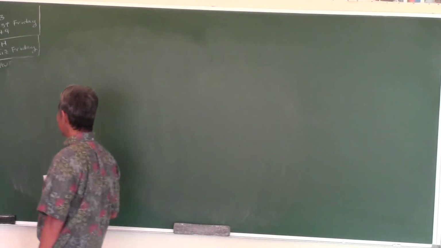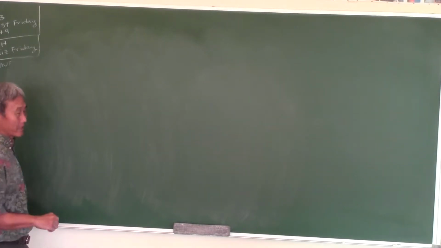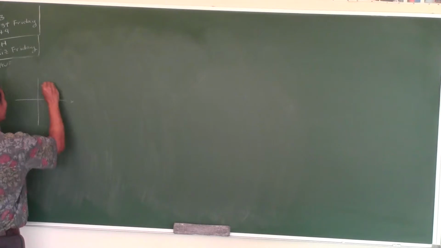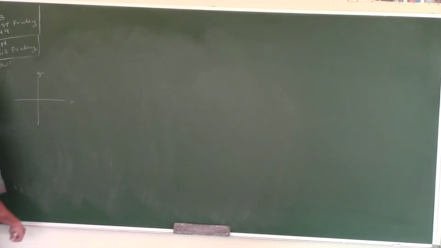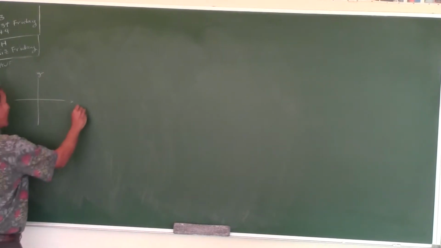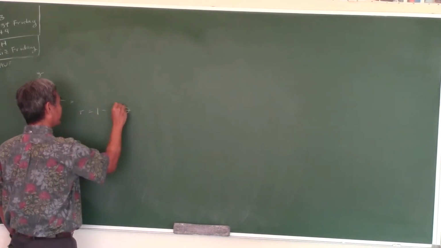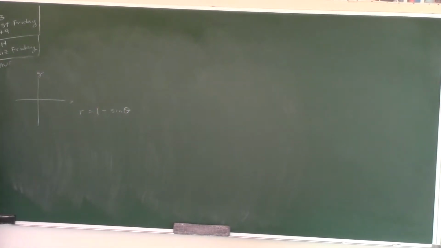Okay, last year, do you guys remember when we integrated for polar? Let's do a problem. r equals 1 minus sine theta. If I were to draw this graph, what is it going to be? This is good review.